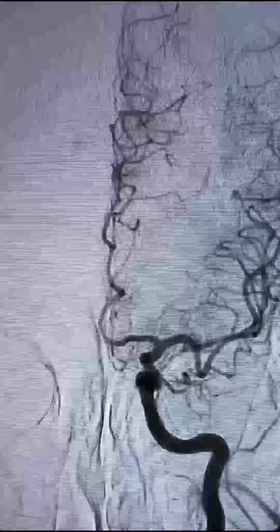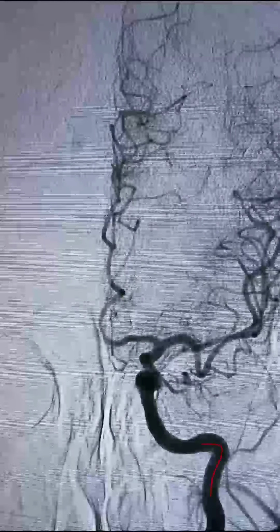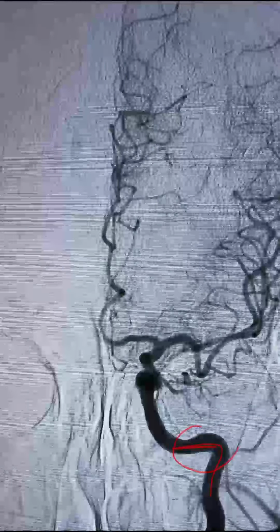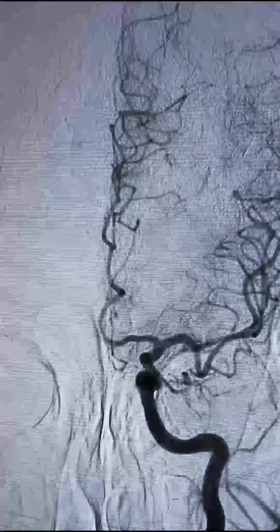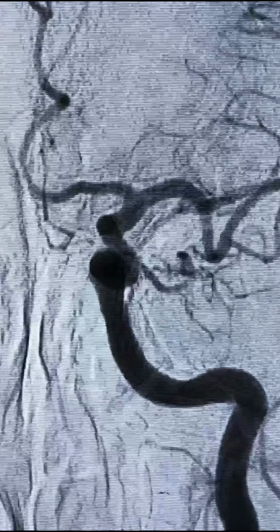We'll go to the next image. What is this? It is an AP image. And what is this? It is the internal carotid artery, and this is the petrous part. This is the portion which is inside the petrous bone. So what is the significance of the petrous bone? This part of the carotid artery is inside a bony canal.